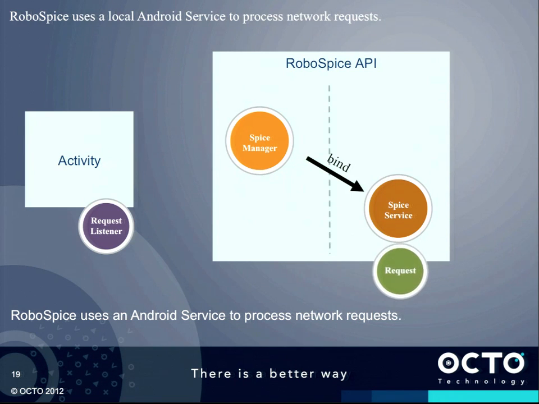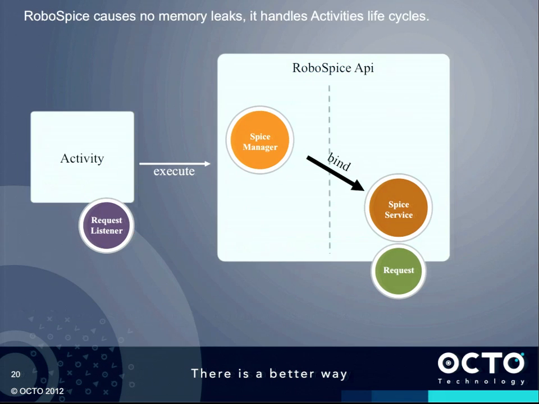So the request goes to the Spice service. It does some processing in the background, and then it notifies the listeners when the processing is done. And the listener updates the UI. So how is this different than an async task? It sort of conceptually looks very similar.